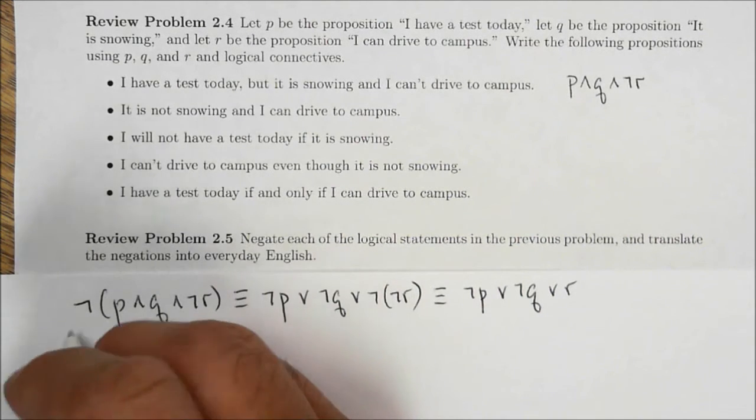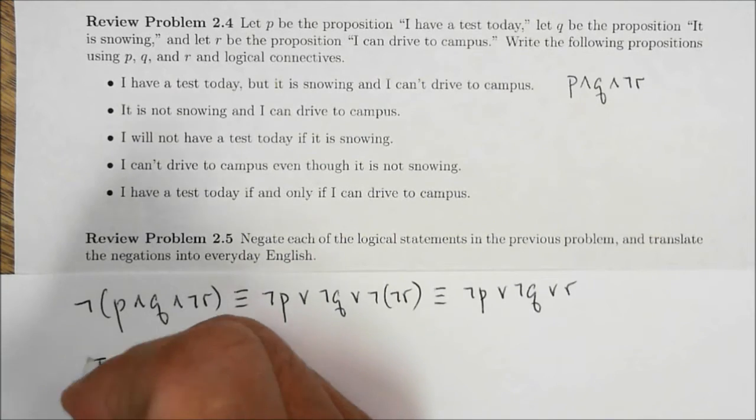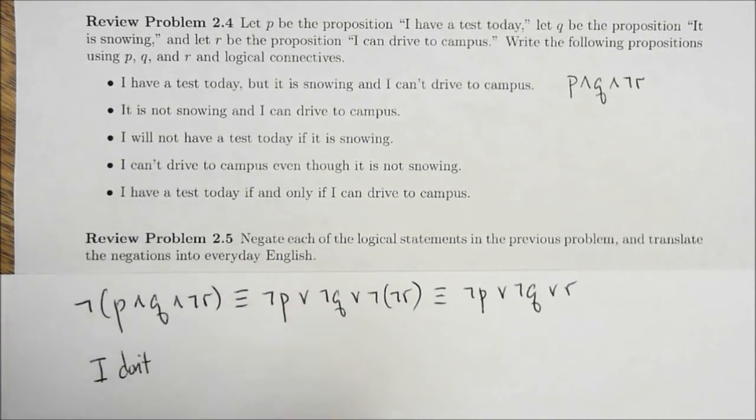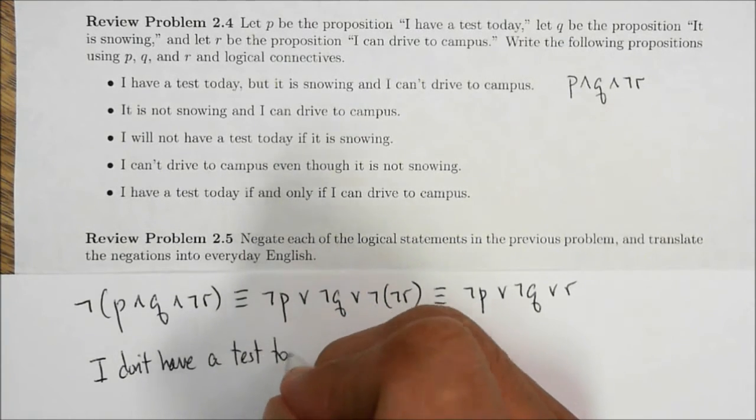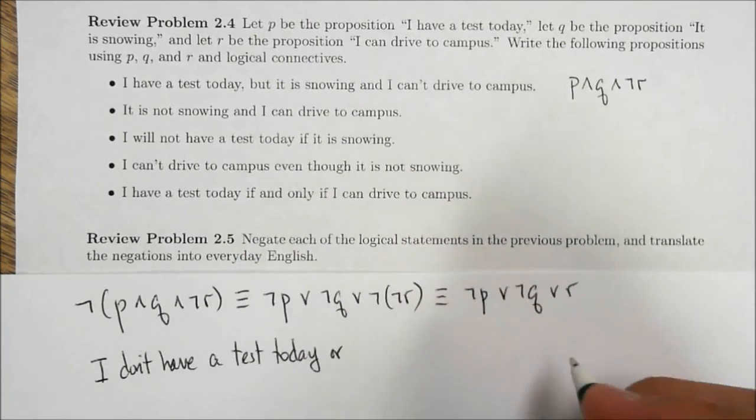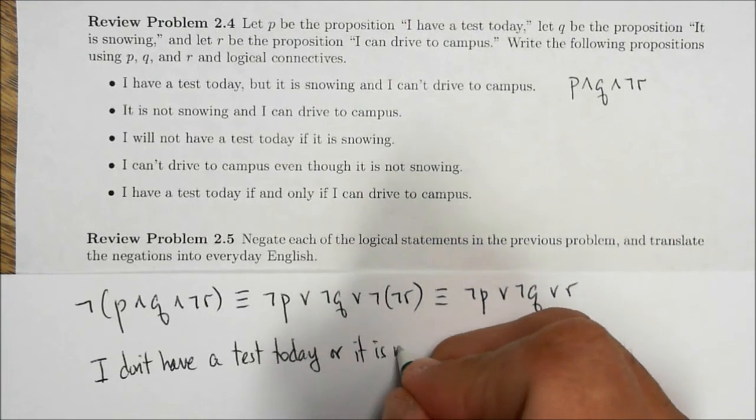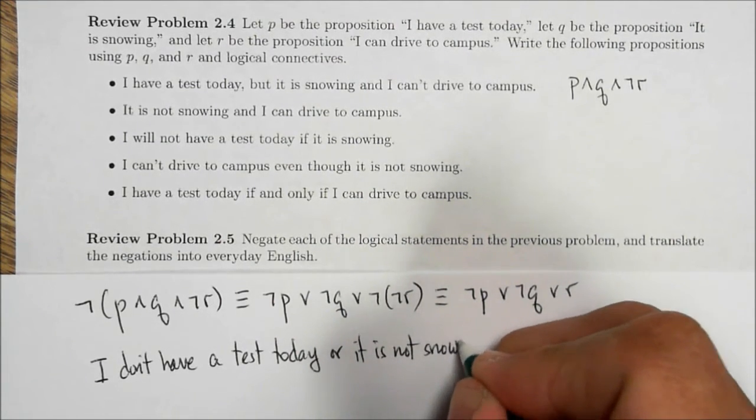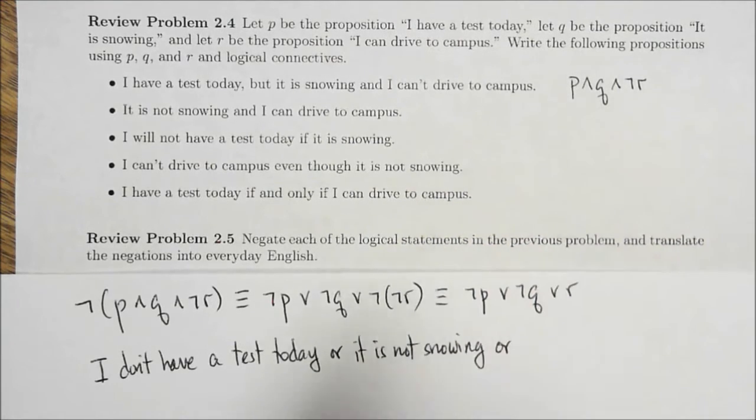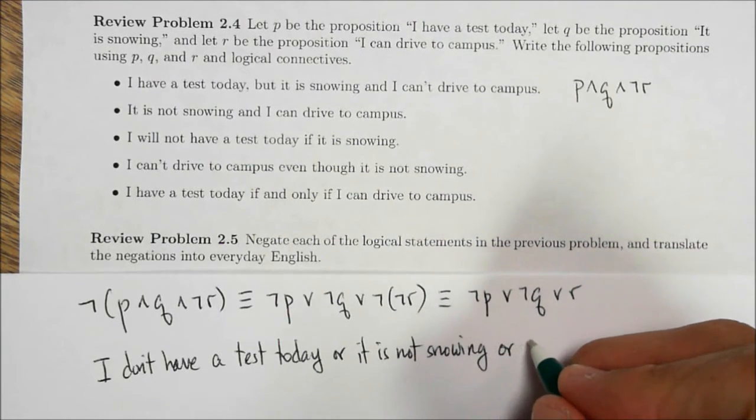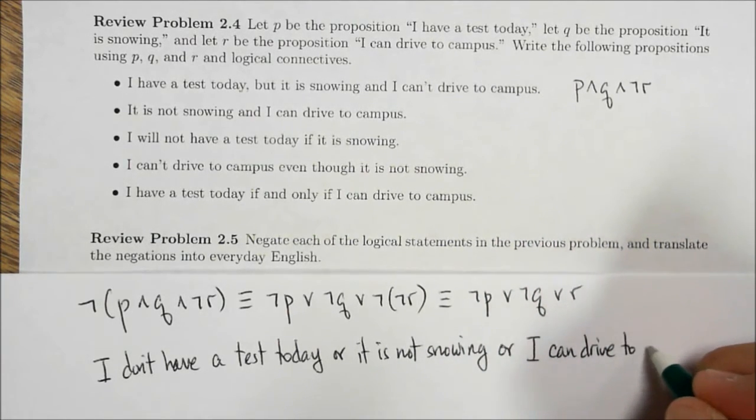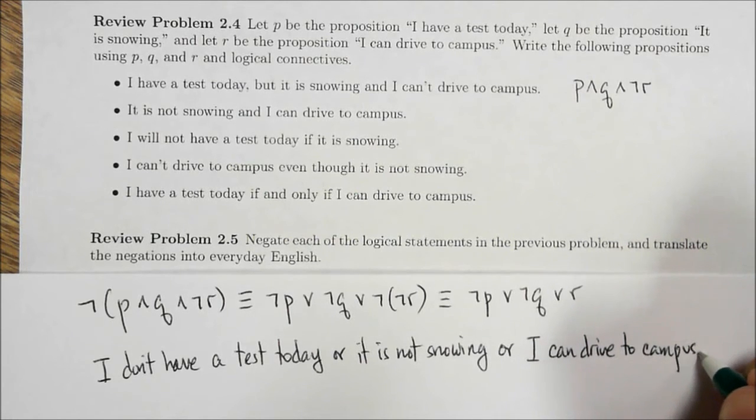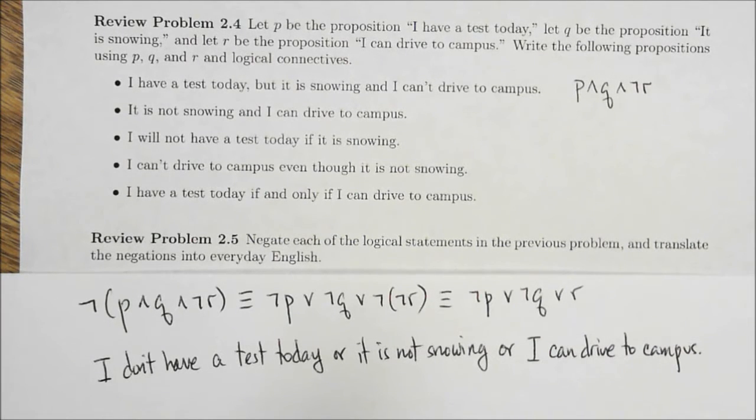Okay, so in terms of just ordinary plain English: I don't have a test today, or it is not snowing, or I can drive to campus. Okay, so that would be the way to find the negation for this one.